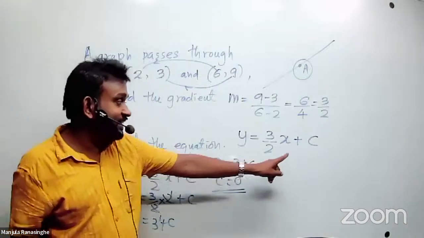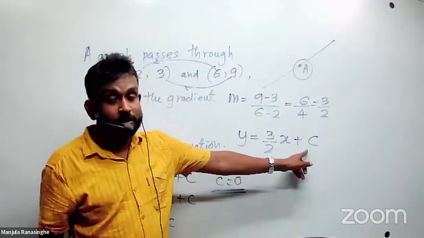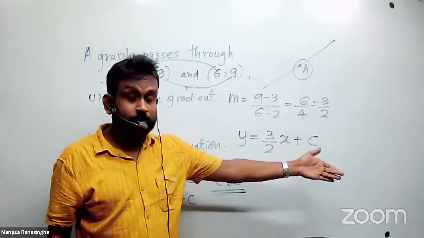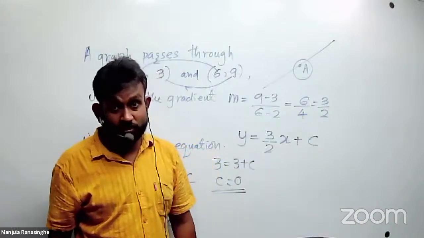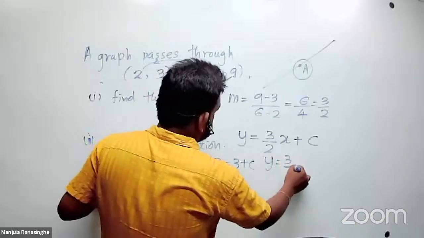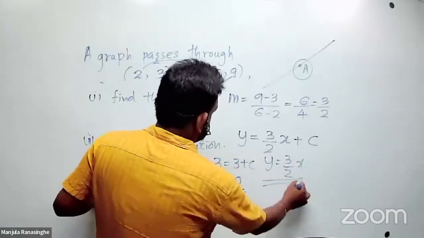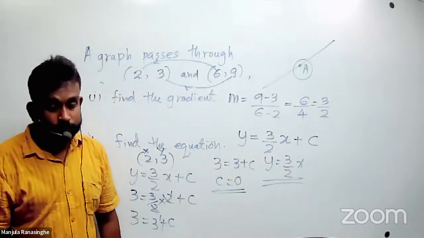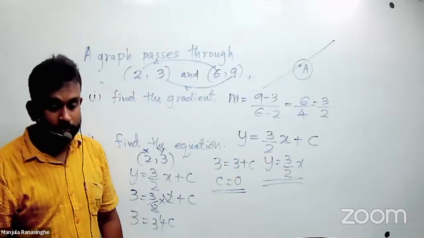So now you can see that here the intercept value is 0, but not all the time c becomes 0. There may be other values. c becomes 0 means it passes through the origin. So now you can write the equation: y equals 3 upon 2 x. Okay.